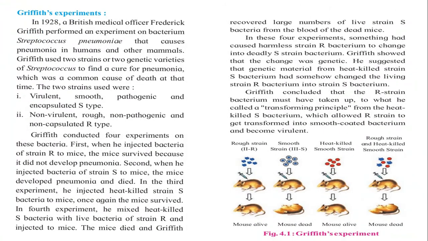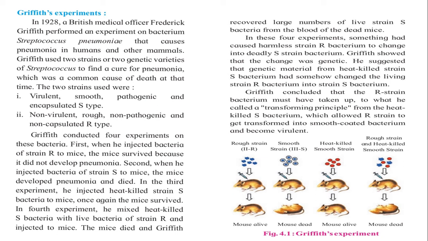Next topic, that is Griffith's experiment. In 1928, a British medical officer, Frederick Griffith, performed an experiment on the bacterium Streptococcus pneumoniae that causes pneumonia in humans and other mammals. Griffith used two strains, or two genetic varieties, of Streptococcus to find a cure for pneumonia, which was a common cause of death at that time.